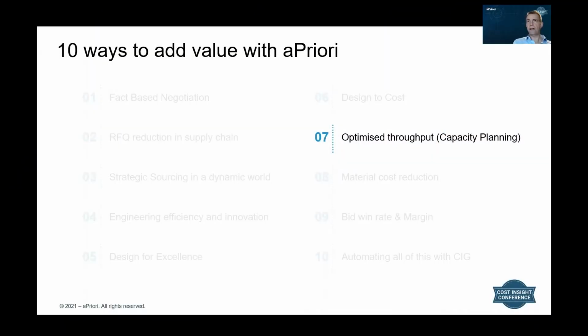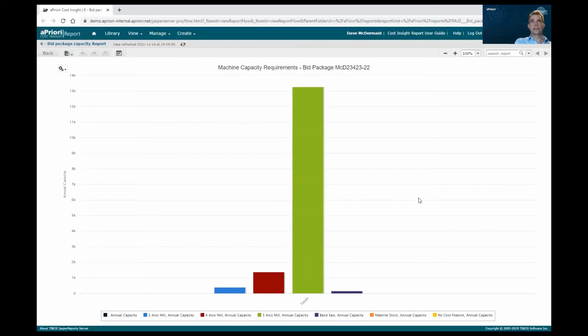I can also use aPriori to optimize my manufacturing throughput. So we make our own stuff in our organization, some of it, but we also have suppliers who do the same thing. They're trying to optimize their throughput. So how does aPriori help with that? Well, first of all, it gives us reports.